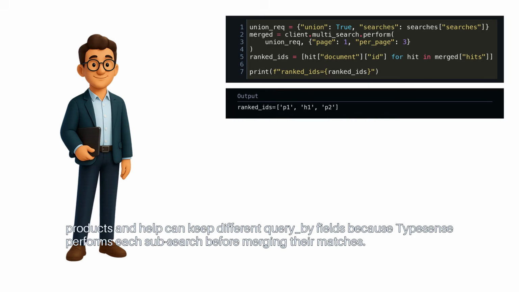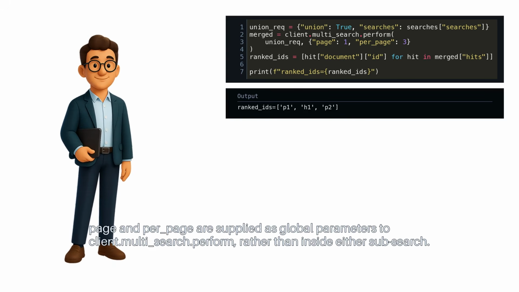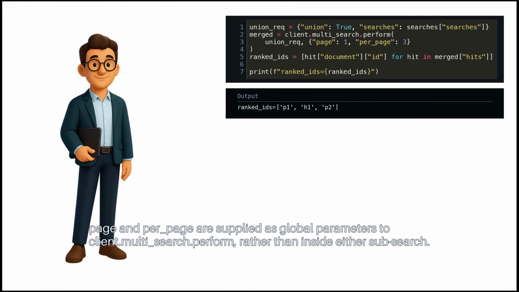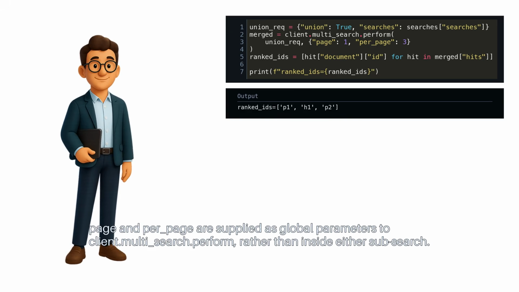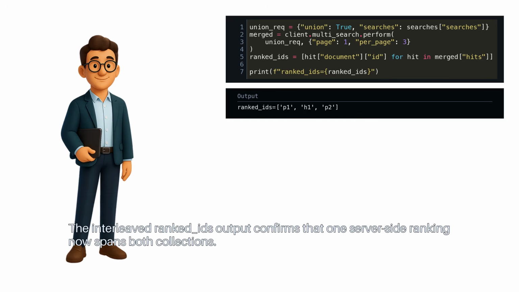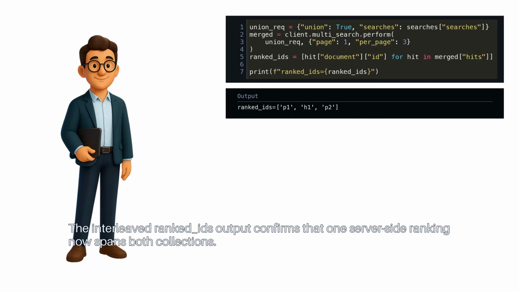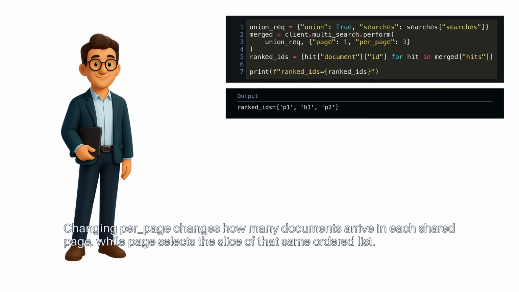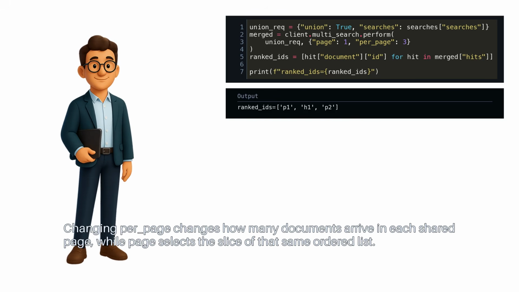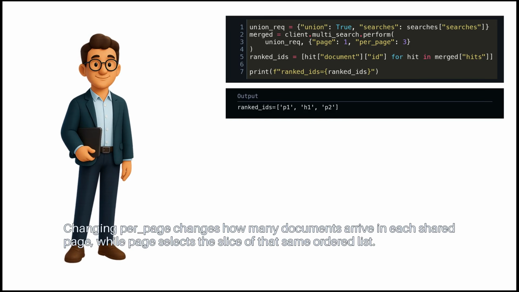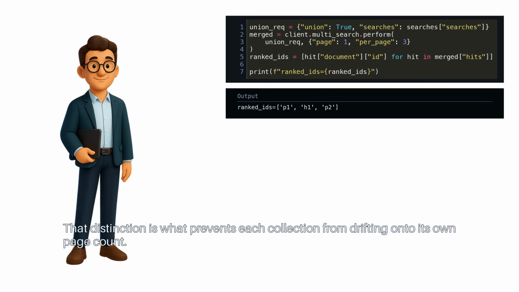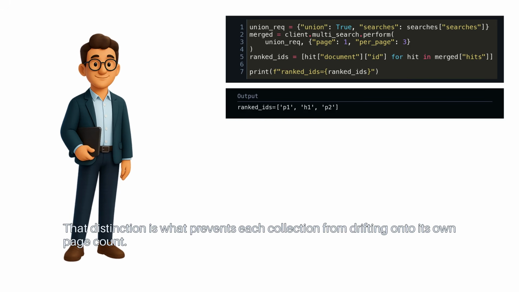Products and help can keep different query_by fields because Typesense performs each subsearch before merging their matches. Page and per_page are supplied as global parameters to client.multisearch.perform rather than inside either subsearch. The interleaved ranked IDs output confirms that one server-side ranking now spans both collections. Changing per_page changes how many documents arrive in each shared page, while page selects the slice of that same ordered list. That distinction is what prevents each collection from drifting onto its own page count.